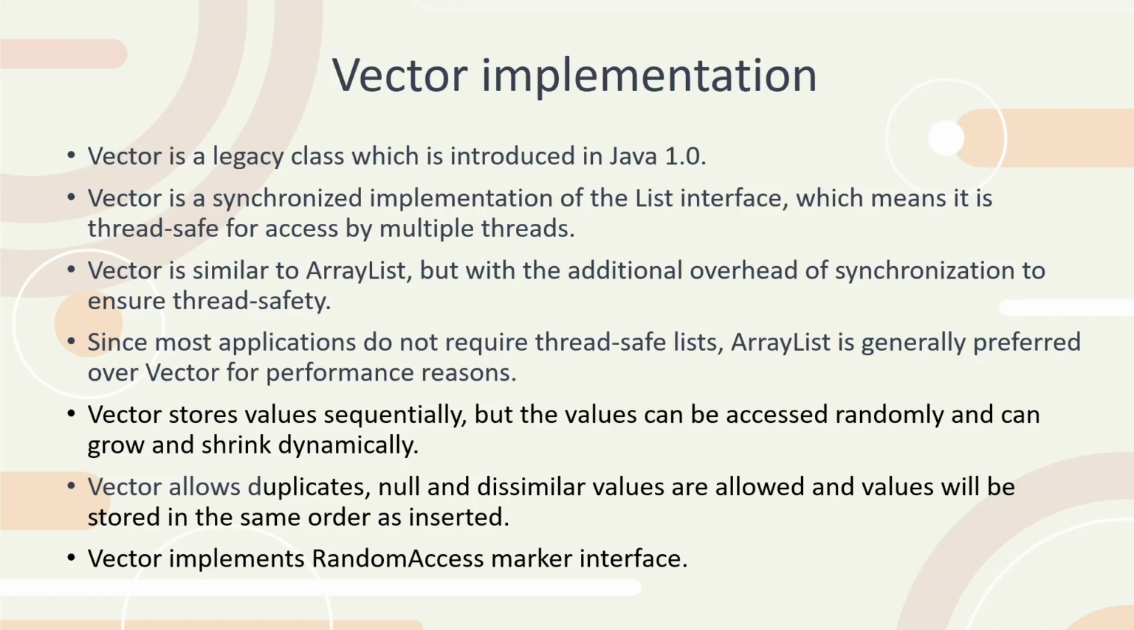So the vector is a synchronized implementation of list interface, which means it's thread safe. This is a great way if we need to access the list from multiple threads, but it comes at a performance cost because of the additional overhead required for synchronization. Vector is generally slower than ArrayList as it's synchronized.